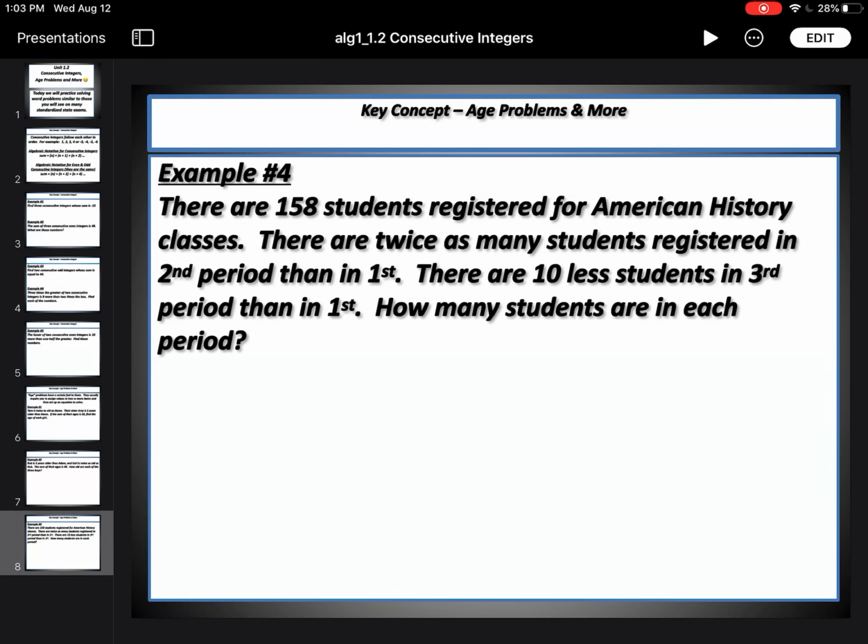All right, so those are your consecutive integer and age problems. If you need to go back and review anything, please do so at this time. Make sure that you have your completed notes and write down any questions that you have so that you are prepared for our class. All right, thank you for watching.